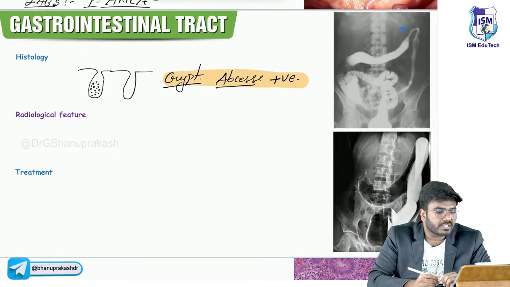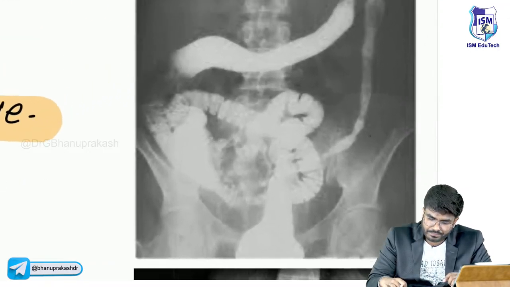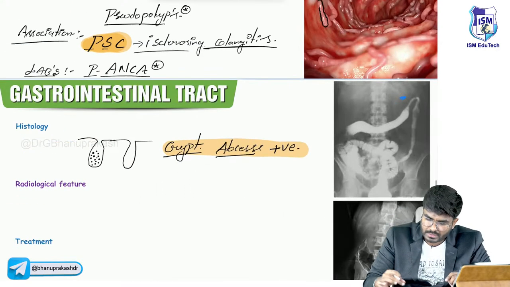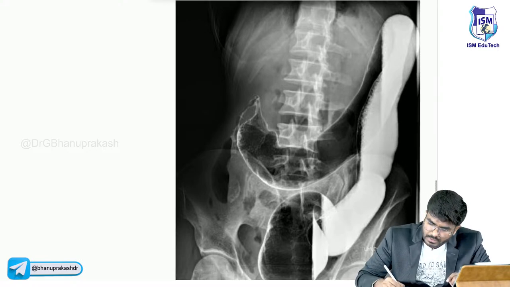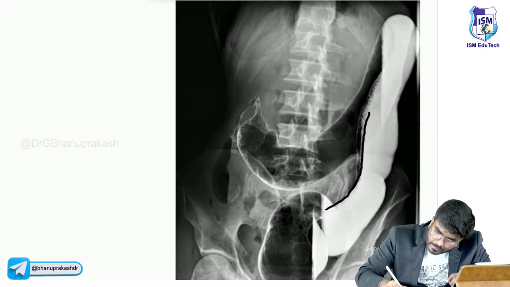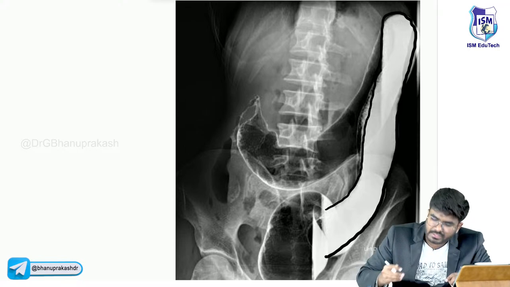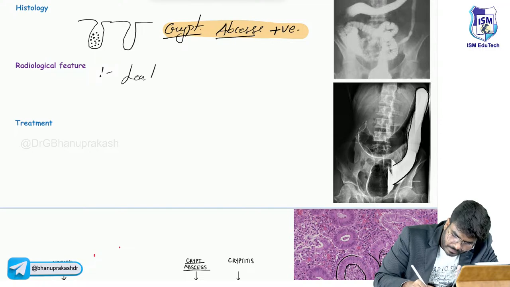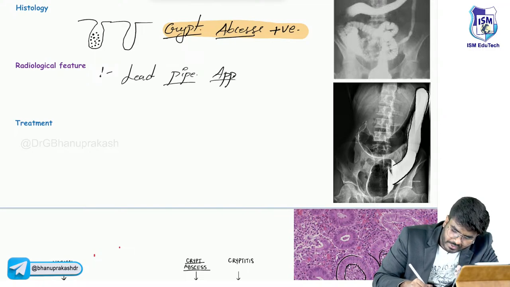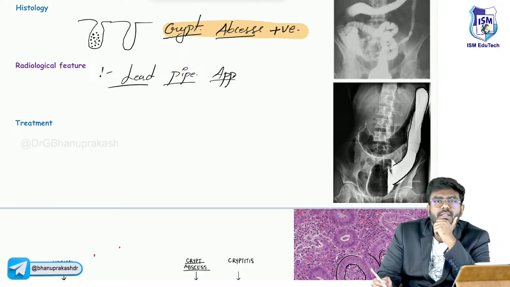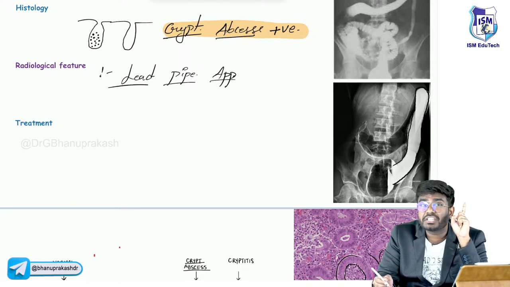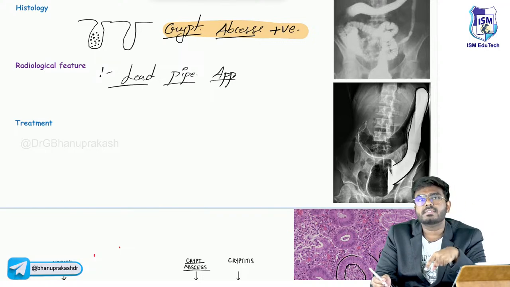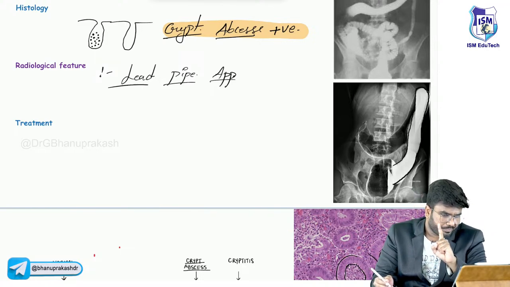Next, what is the radiological feature? Look here. Inflammation is there, but it's a continuous involvement. Now it is looking like a lead pipe. So this is the lead pipe appearance. The lead pipe appearance is seen in ulcerative colitis. In Crohn's disease, the appearance is going to be the string sign. Here it is, the lead pipe appearance.